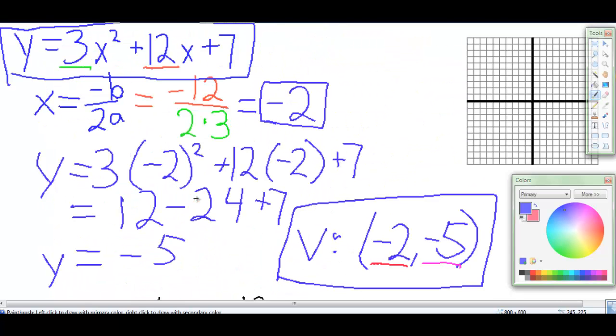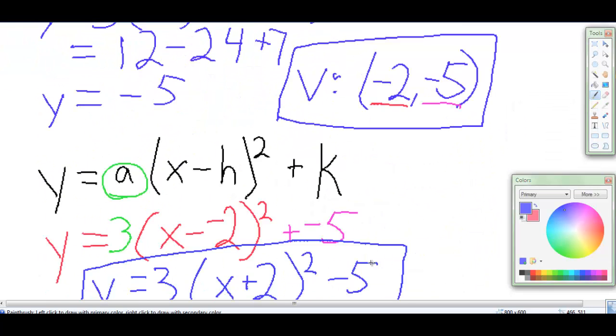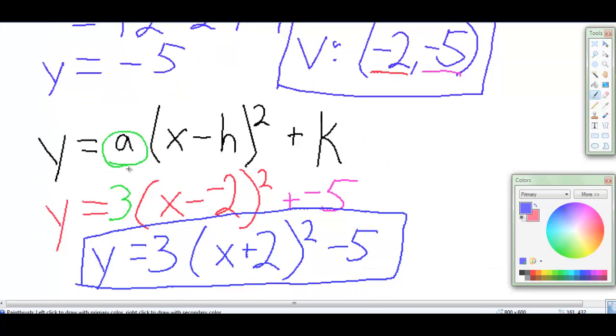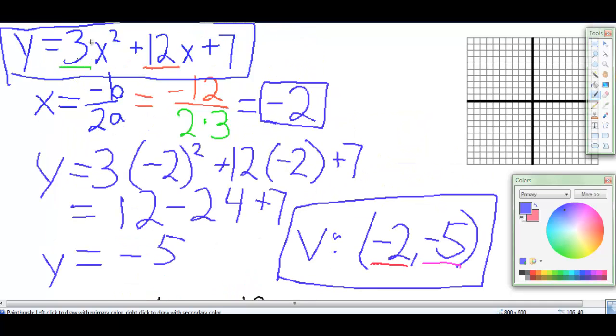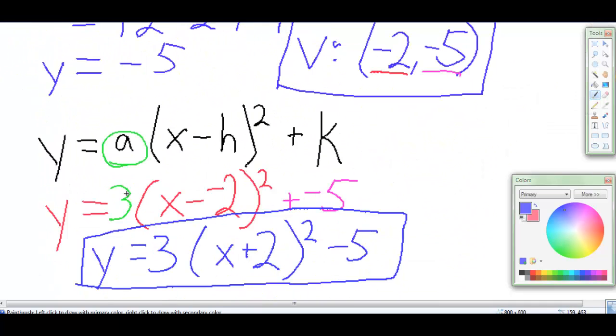How do we find the vertex form? Again, we first just find the vertex. Once we get our vertex at negative 2, negative 5, we plug it into our formula, which is vertex form. The negative 2 goes in for h, the negative 5 goes in for k, and we bring down our a. Because the a is just the multiplier, the same multiplier goes down here. And we've got vertex form. Easy as that.